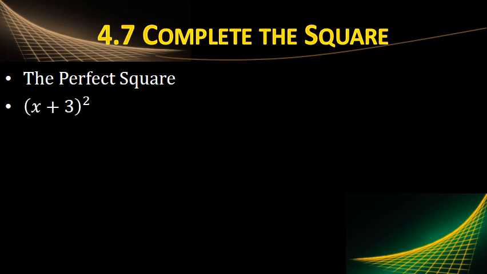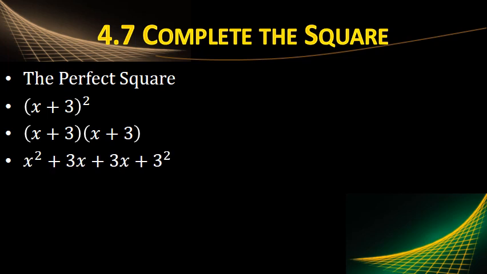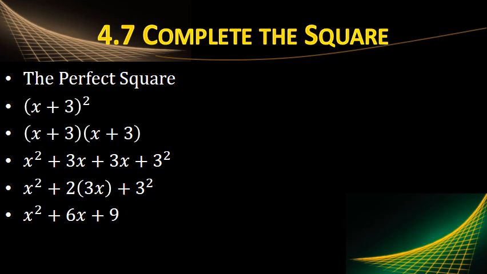The perfect square, something like x plus 3 squared. If I multiply that out, x plus 3 times x plus 3, FOIL it, we'll have our first x squared, outers is 3x, inners is 3x, and last is 3 squared. Combine like terms, and 3x plus 3x is 2 times 3x, which of course gives us x squared plus 6x plus 9.